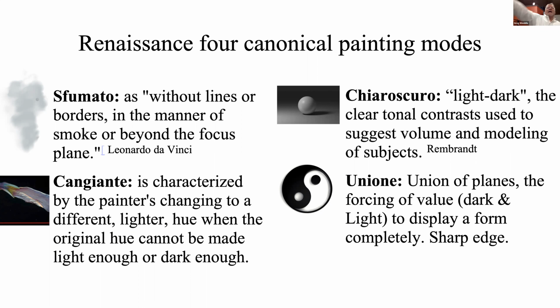Cangiante is characterized by painters changing different colors. So you have to realize that back in the early Renaissance especially, they didn't have 264 colors in the crayon box. They just didn't. Their palette may have had 5 or 6 colors, and so they used browns and blacks or whites to lighten or darken a color.